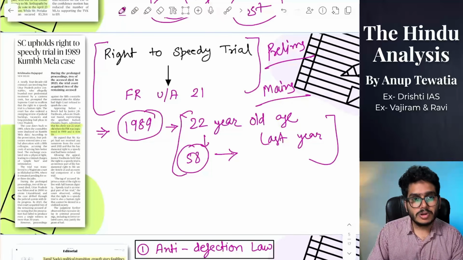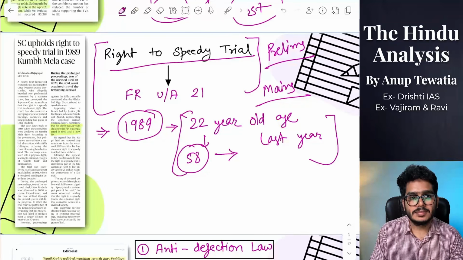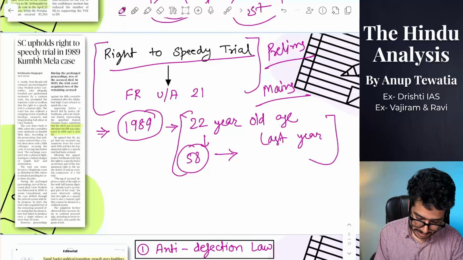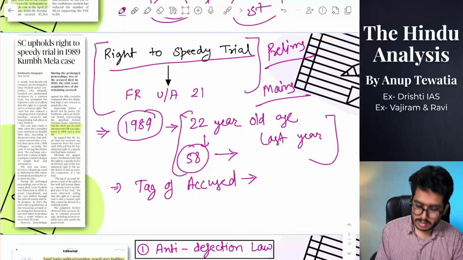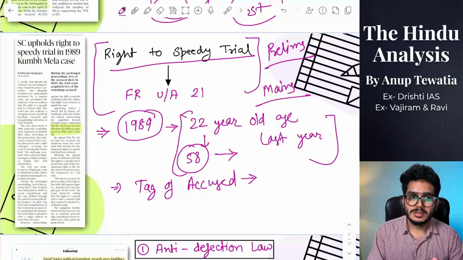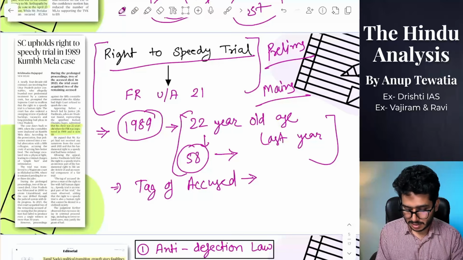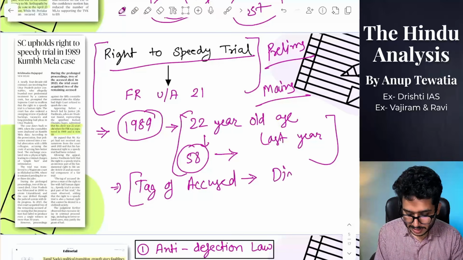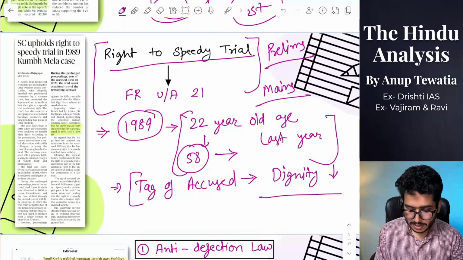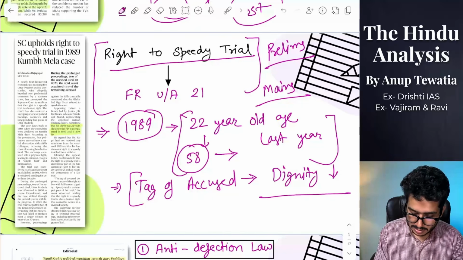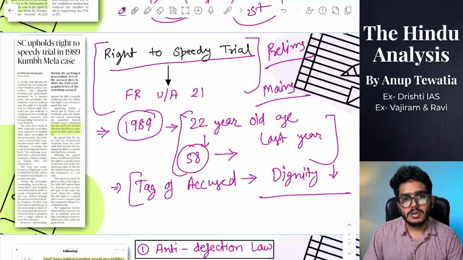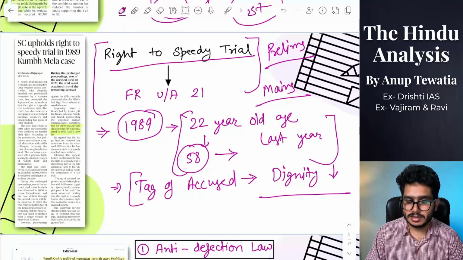So the Supreme Court has said that the right to speedy trial is necessary. Why? Because of the tag of accused. If I say you are accused of something, but there is no judgment, it is just pending trial, there is a loss of dignity, and fundamental rights are all about upholding the dignity of the individual. That is why the right to speedy trial forms part of the fundamental right under Article 21.